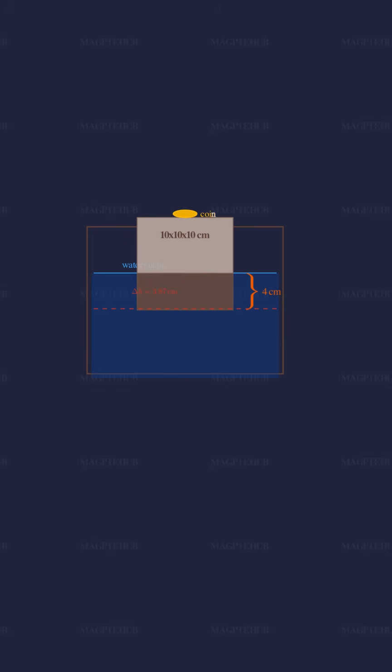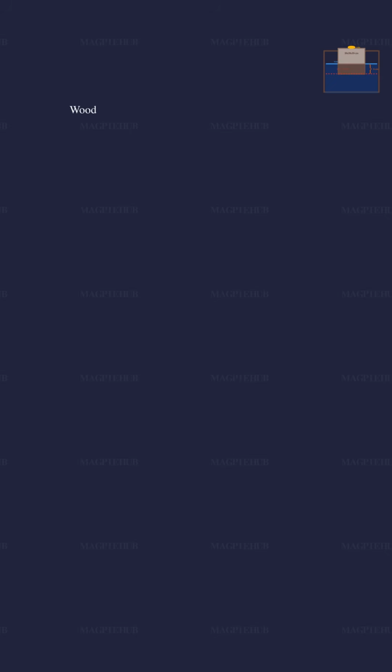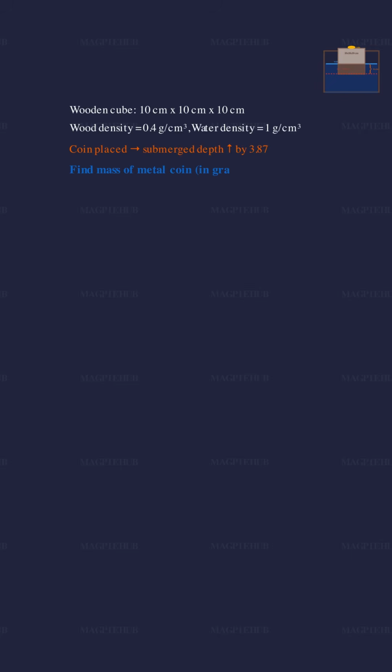7.87 centimeters. The question states, a wooden cube of 10 centimeters on each side, with wood density 0.4 grams per cubic centimeter, floats in water of density 1 gram per cubic centimeter. A metal cone is placed on the cube, and the submerged depth increases by 3.87 centimeters. Find the mass of the metal cone in grams.